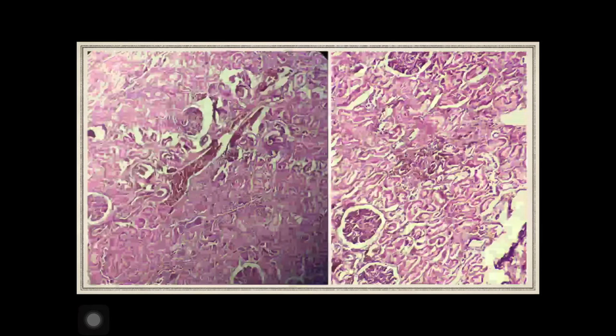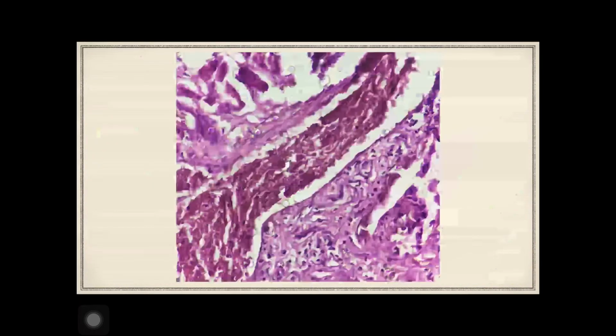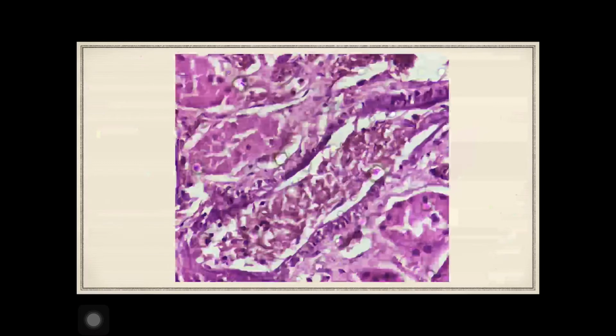Here on the high power we can see the renal tubule, glomeruli and congested dilated blood vessels. This is the oil immersion showing a congested blood vessel having an aggregation of RBCs. Here we can see a dense aggregation of RBCs.